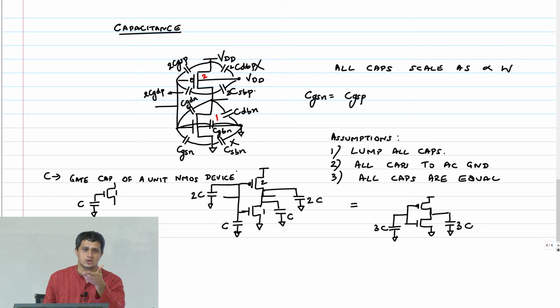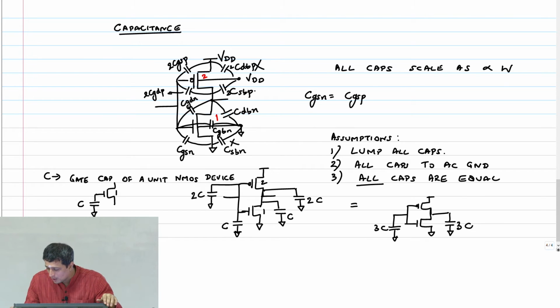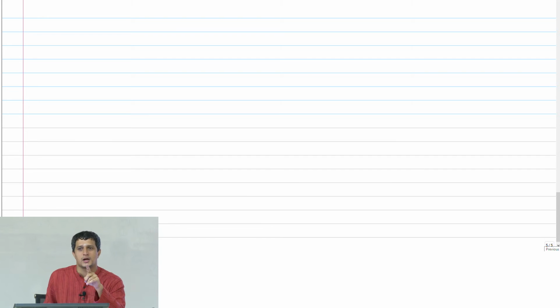Okay, and of course it's also equal to drain capacitance by this assumption. Clear? Okay, now I want to take this understanding and identify what the capacitances are for a NAND 2 gate. Okay, so let us look at this.